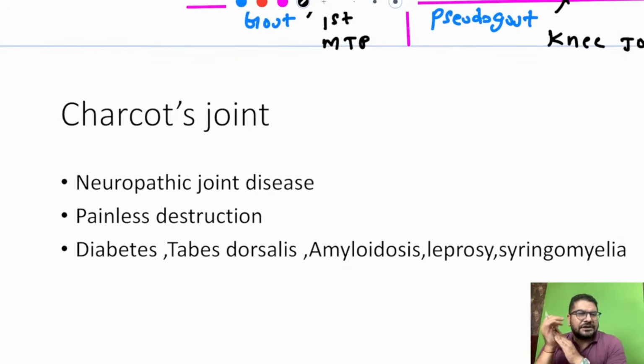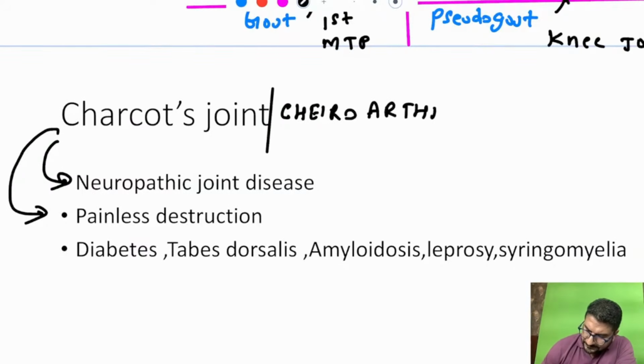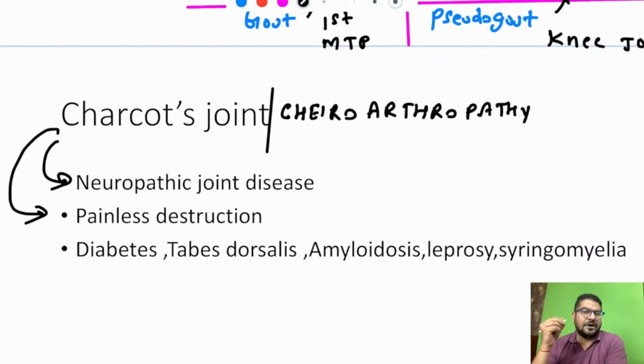So what is Charcot joint? Charcot joint means, देखो, कभी कभी joint में destruction होगा but pain नहीं हो रहा है. So we call this painless destruction of joint or neuropathic joint disease. Means in rheumatoid arthritis you will see destruction, वहाँ पर भी आपको destruction होगा लेकिन वहाँ पर pain भी होता है. तो Charcot joint, understand, we also call this chiroarthropathy, or neuropathic joint disease, or you can call this painless destruction of joint.